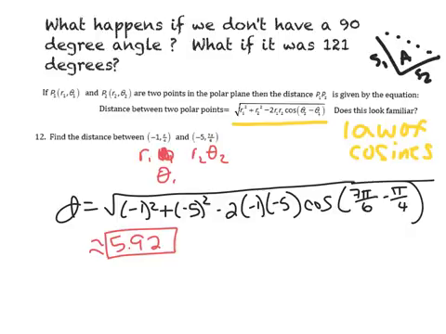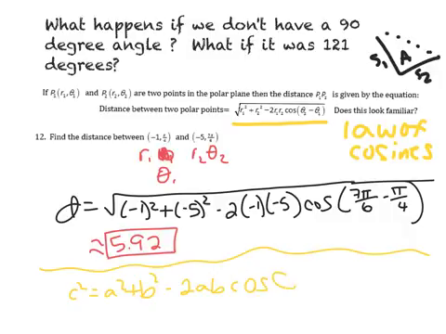Remember, that just looks like the law of cosines, which you did earlier, a couple of chapters ago, which was c squared equals a squared plus b squared minus 2ab cosine c. That's exactly what this is.